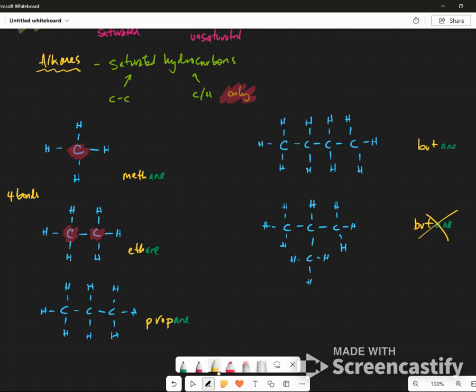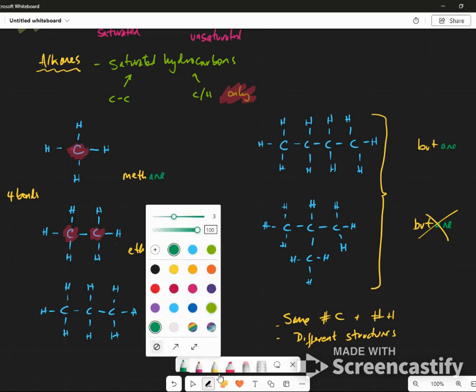Now there's a thing here that I'm sure you're aware of: these 2 have the same number of carbons and the same number of hydrogens. But as you can see, they've got different structures. Does anyone want to tell me what we call that phenomenon when you have the same number of carbons, same number of hydrogens, but different structures? Do you know what that's called? If you don't say it quickly, I'm going to write it down. No one? Okay, don't worry.